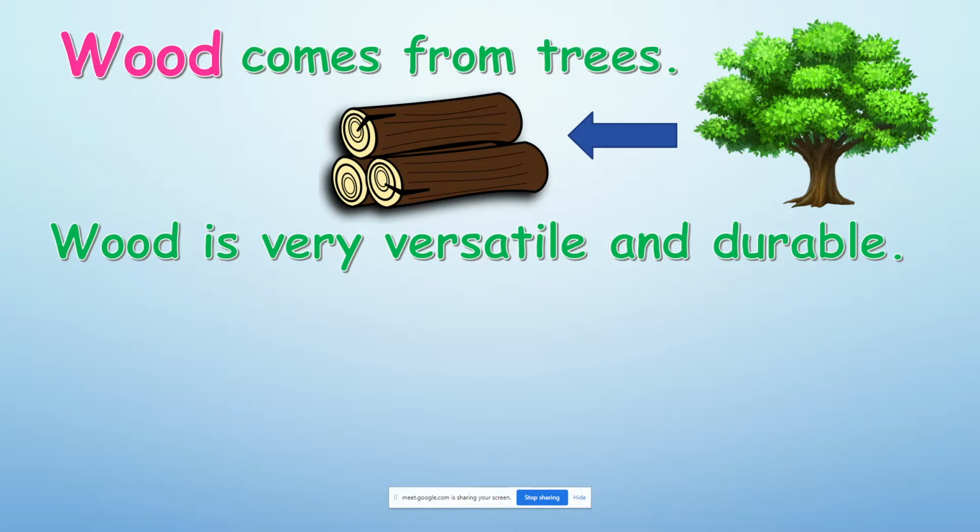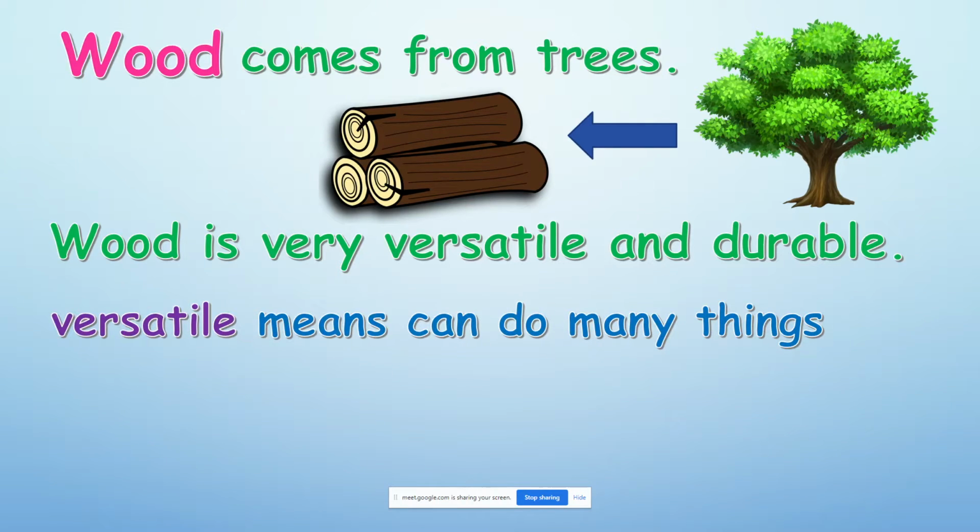Some people call it versatile or versatile. They are both correct. But teacher will just say versatile, okay? Wood is very versatile and durable. When you say versatile, what do you mean? It means you can do many things out of it. You can use it in making many things.